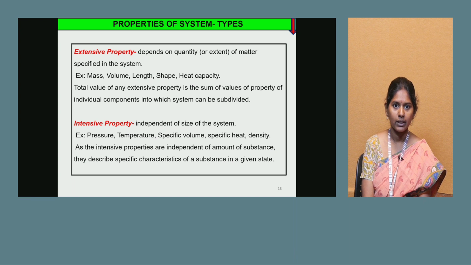Next, an extensive property depends on the quantity of matter specified in the system. Example, mass, volume, length, shape, heat capacity. The total value of any extensive property is the sum of the values of the properties of the individual components into which the system can be subdivided. An intensive property is independent of the size of the system. Example, pressure, temperature, specific volume, specific heat, density. As intensive properties are independent of the amount of substance, they describe specific characteristics of a substance in a given state.